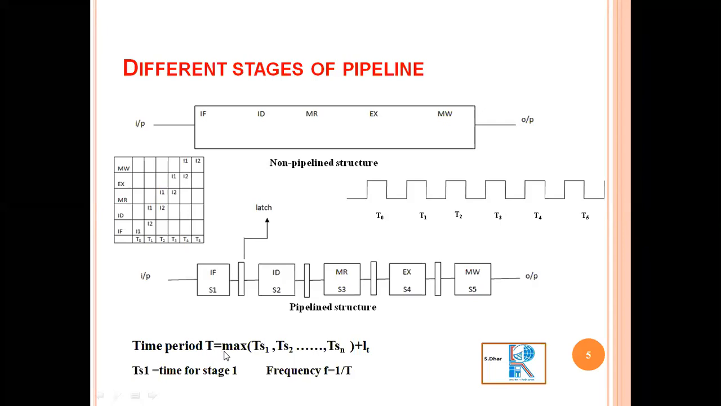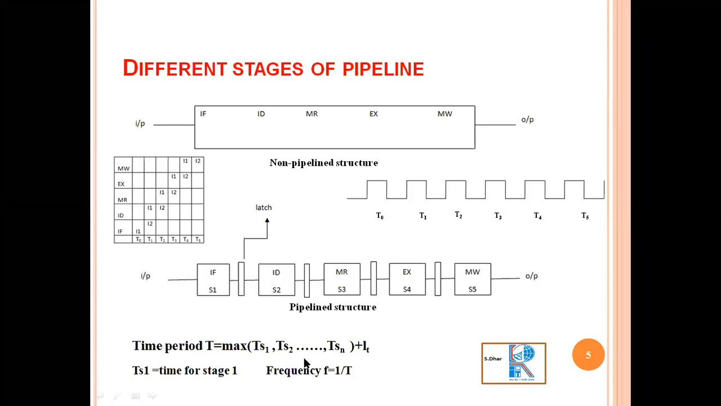Clear? So we have to take the maximum of TS1, TS2, up to TSN, where TS1 is the time for stage 1, TS2 is the time for stage 2, and similarly TSN is the time for stage n. So we have to take the maximum of this plus IT, where IT is the latch time. So this time period is the maximum time taken by the stages, plus the latch time, because we have to consider the latch time. Latch is a memory, so there is a memory access time. So this time period is max of TS1, TS2 up to TSN plus IT.